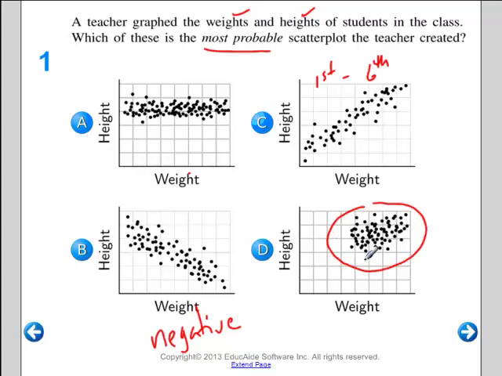What do we call this right here in terms of your vocabulary? No correlation. Well, there is kind of, yeah, but it's also a cluster. Okay? But we know this is our answer right there. Okay, good.